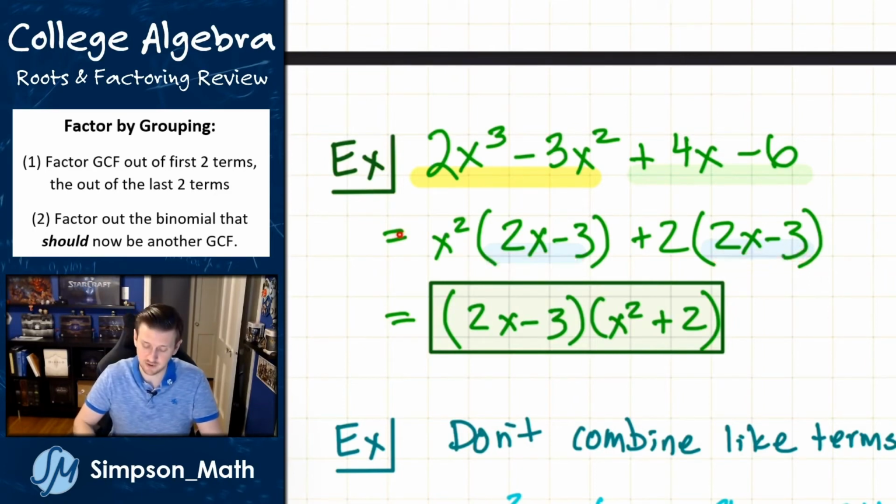So at this point, from these 2 terms, we now have a GCF of 2x minus 3. So I'm going to factor out this 2x minus 3, and left inside is x squared and 2.